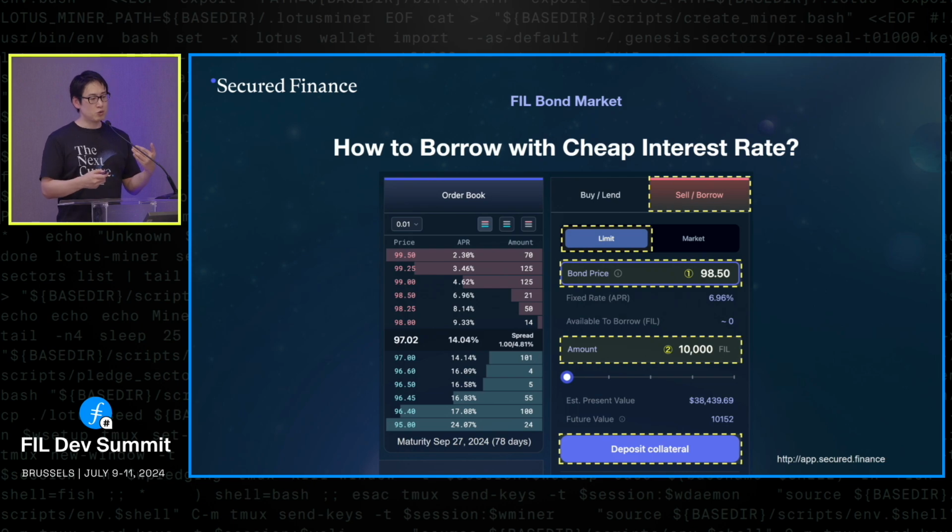It's basically you borrow 10,000 Filecoin, and 2 months later, you have to return 10,152 Filecoin. That is the absolute amount you have to return back to the lender. And then just click the button.